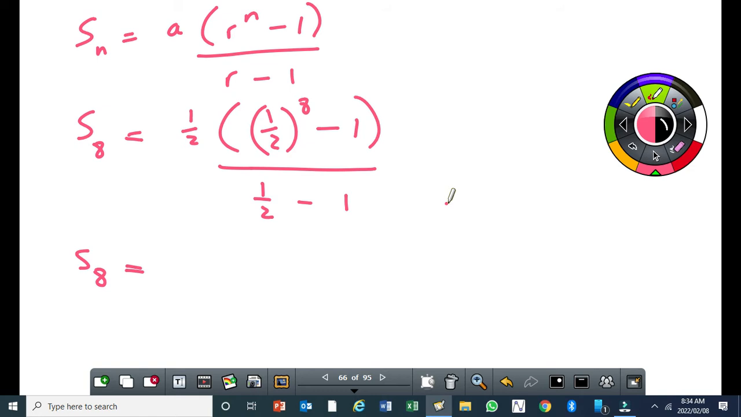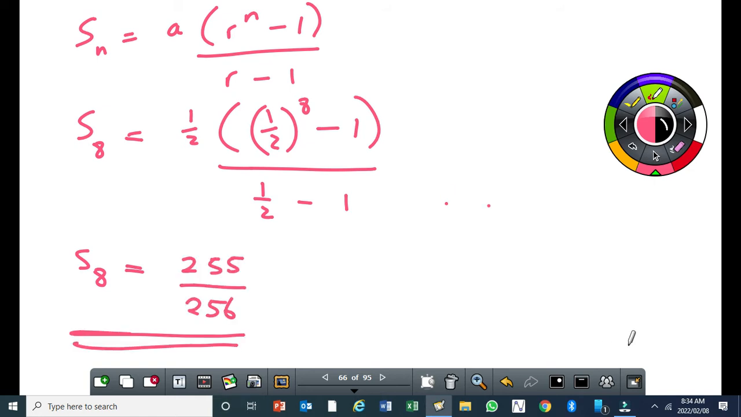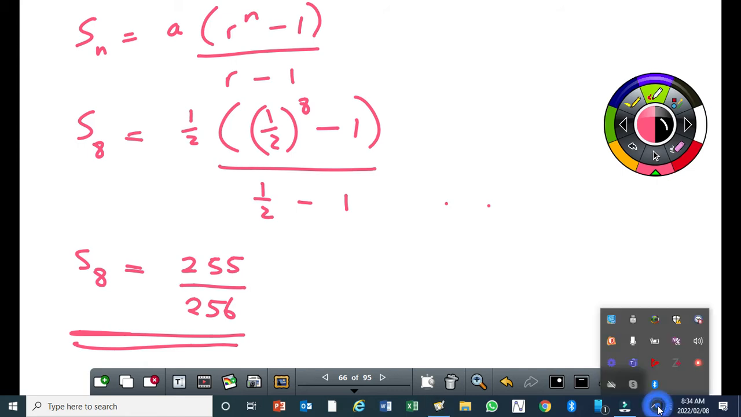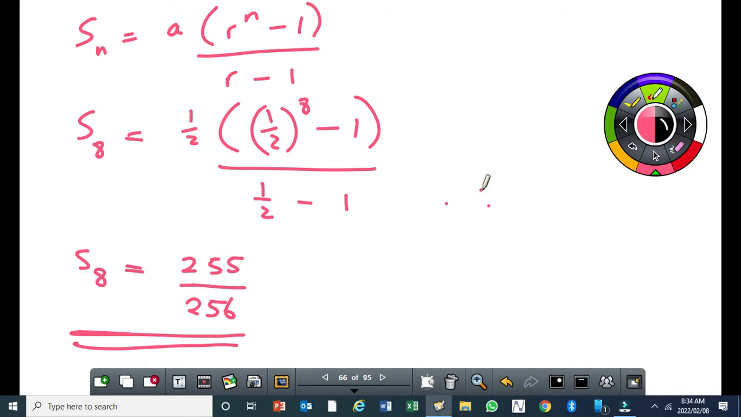What was the answer? Okay, 255 over 256. Did you all listen? Can I have your attention? I doubt that you should get a negative answer, because a half to the power of 8 is very, very small. It's smaller than 1. So inside the bracket, you get a negative, and the denominator is negative, so the answer has to be positive. So why am I getting two different numbers for the ratio?